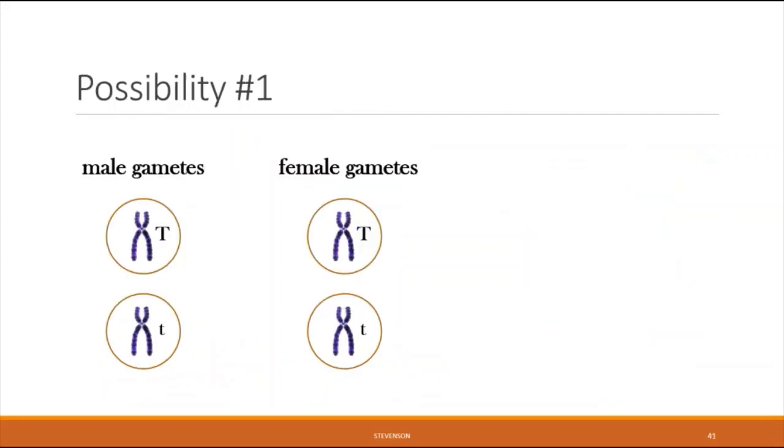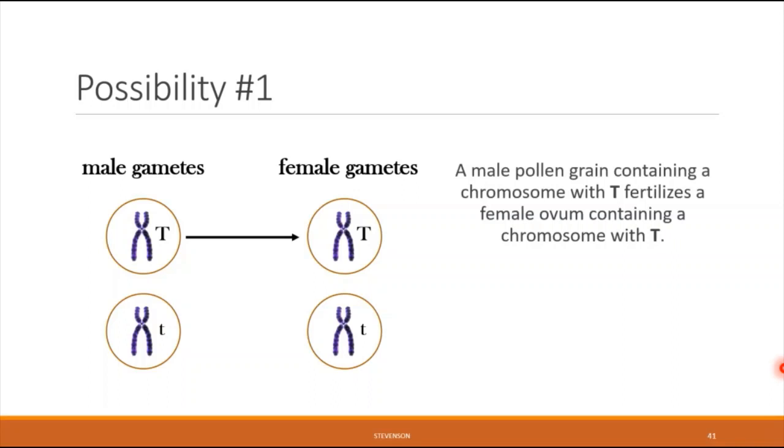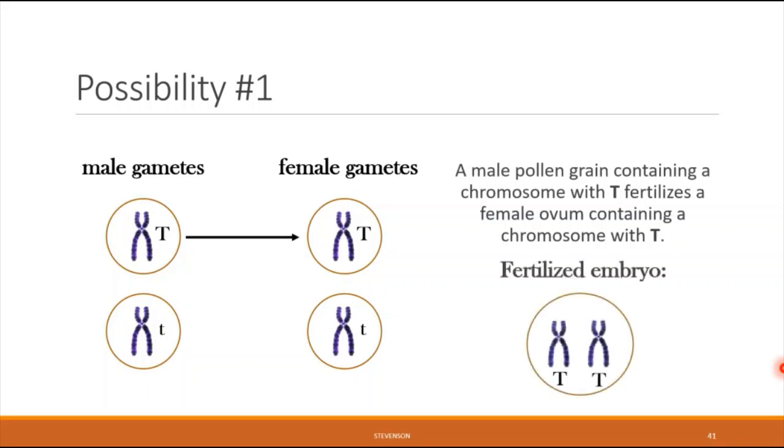This means that based upon sheer luck and chance alone, there were four different possibilities that could have come about from this pea flower pollinating itself. For example, if Mendel had managed to transfer a pollen granule containing a capital T and it had come into contact with an ovum containing another capital T, then the offspring of that cross would look like this.